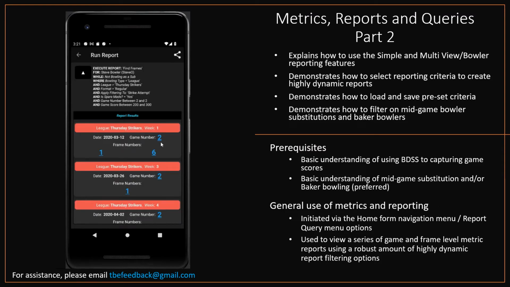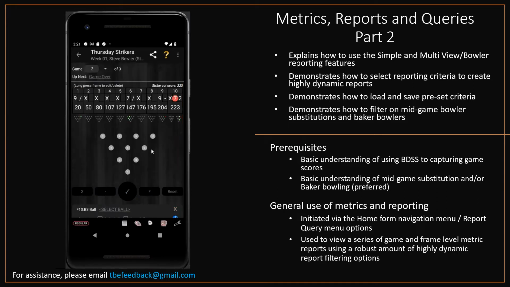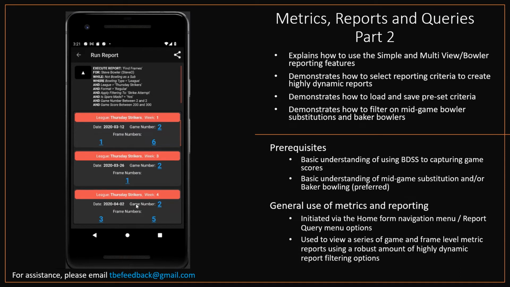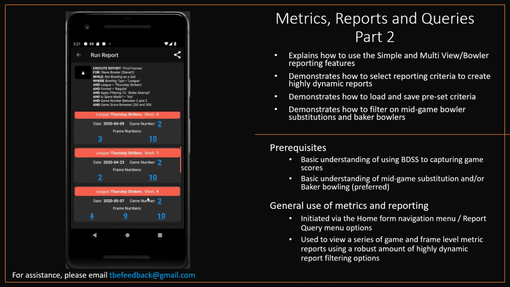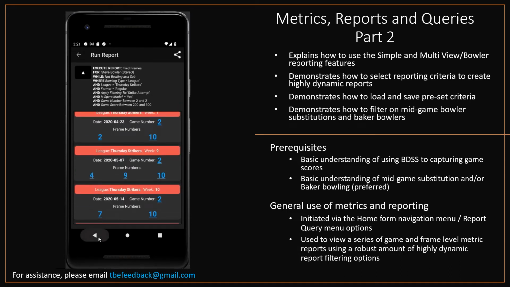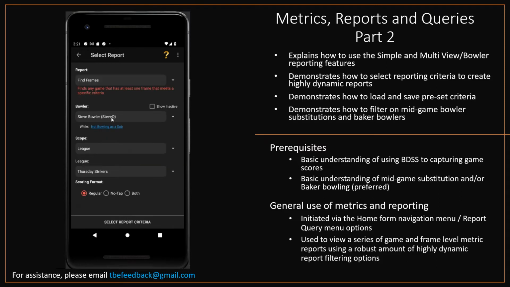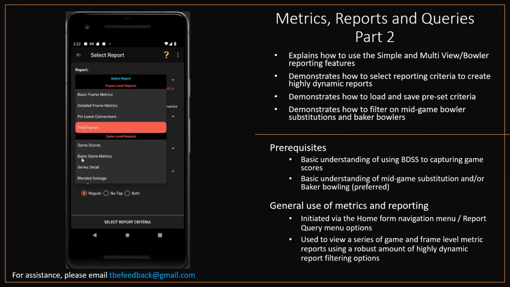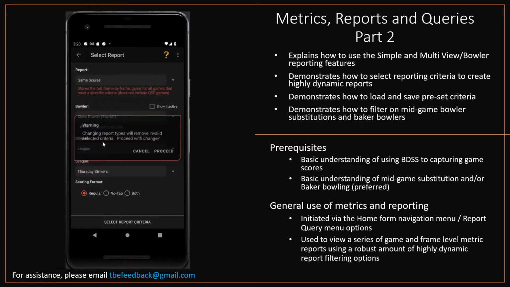And you can also click on the game number, and that'll take you directly to the game itself, where you can edit the game accordingly or do whatever you want with it. And I will go back. And this is the find frames report. Now let's go back to select report. And now let's take a look at game level reports. So let's choose game scores.